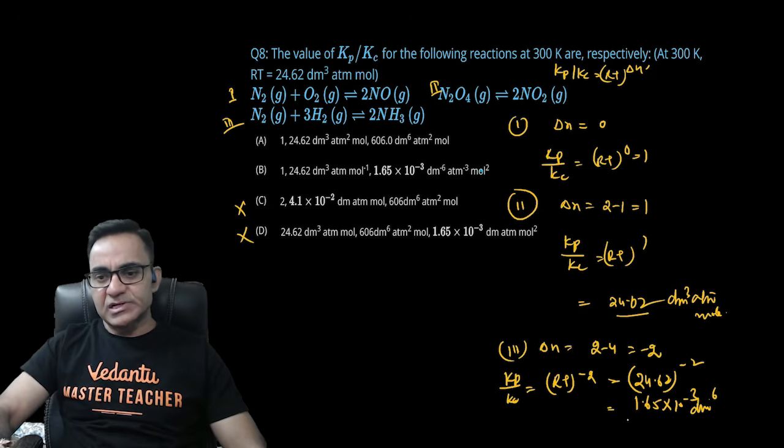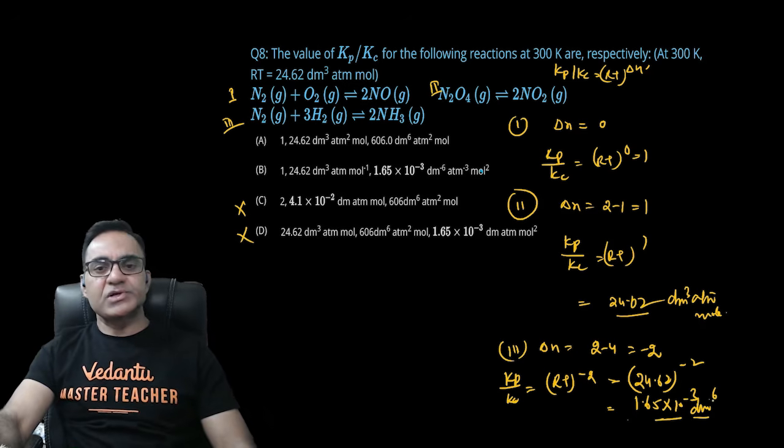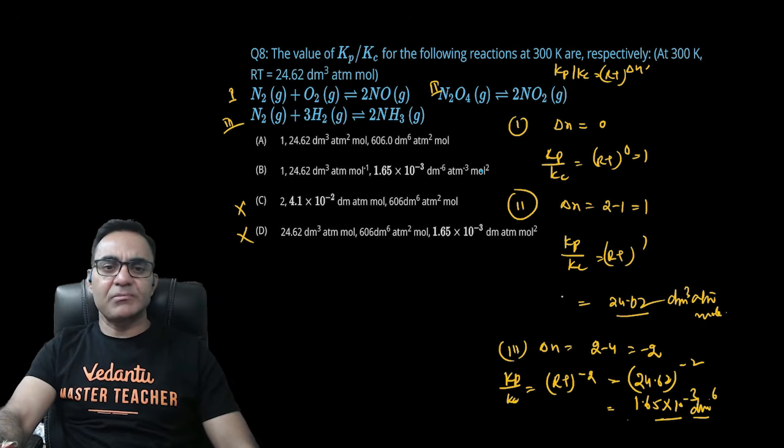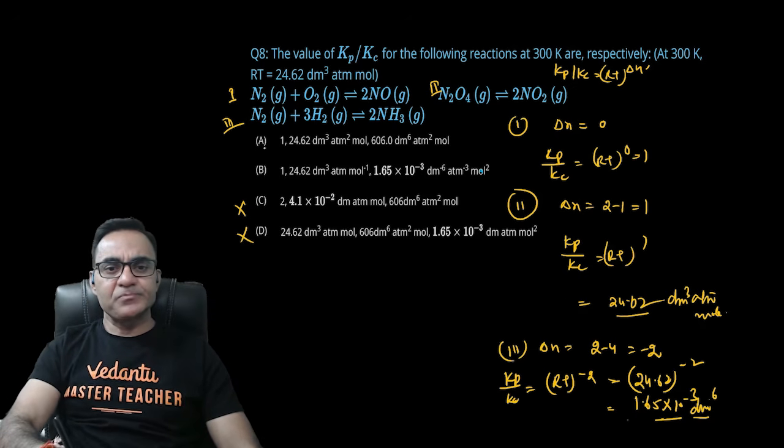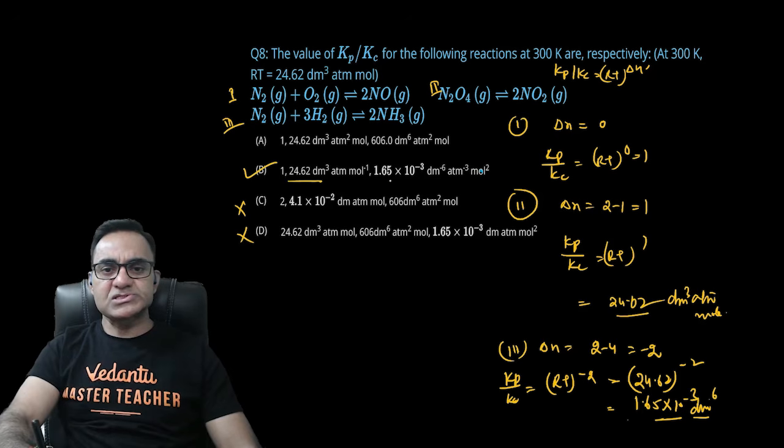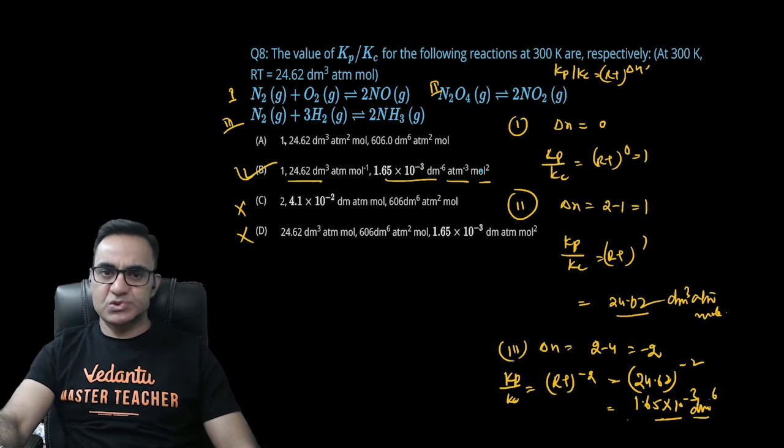यूनिट आप मैच कर लेना भाई क्योंकि जगह नहीं है मेरे पास. सो DM6 एटमॉस्फेयर पावर माइनस 3 मोल स्क्वायर. यूनिट्स तो अपने आप डेल्टा n के हिसाब से निकल आएंगे, तो दैट इज नॉट अ बिग डील. तो ये आपका कौन से आंसर में ऐसा है 1, 24.62, 1.65 into 10 power minus 3. So this is going to be the correct answer of this question. All right.